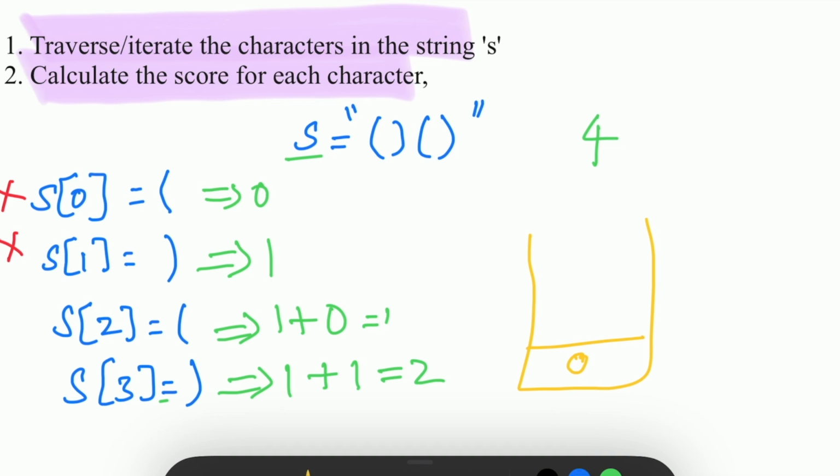S of 2, the current score is 1. This also means after a closing parenthesis, if we encounter an opening parenthesis, then you need to add the score. At S of 3, the score is 2, as all the visited characters are balanced now. Now the score should be added as it is individual balanced parenthesis, equal to 1 plus 1.